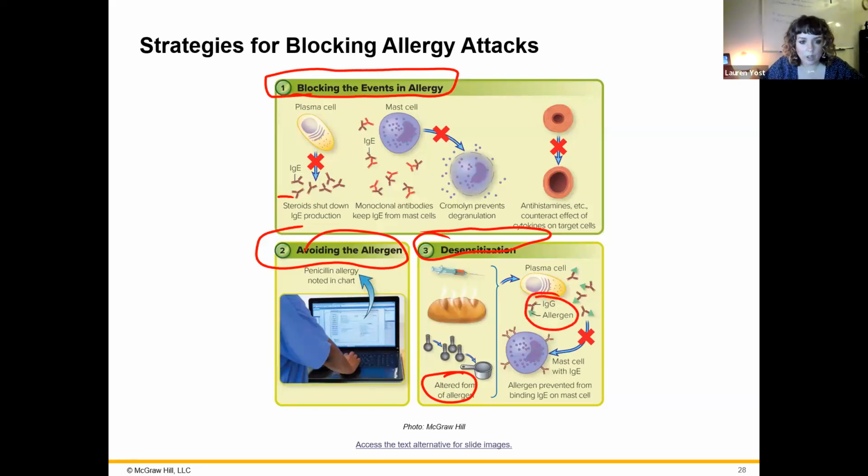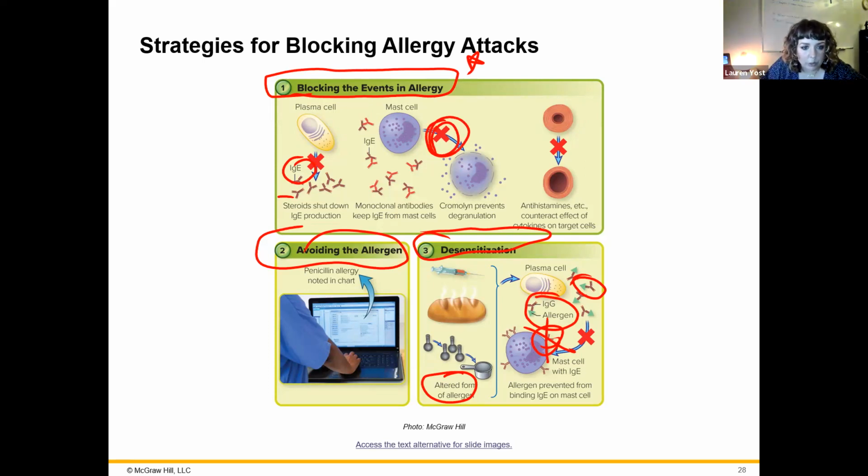And then now we cover the allergen with IgG so that the IgE cannot interact with it anymore. No more allergy. That's desensitization. We can also block the events in the allergy. So this would be preventing IgE production, or it would be preventing degranulation of the mast cell.